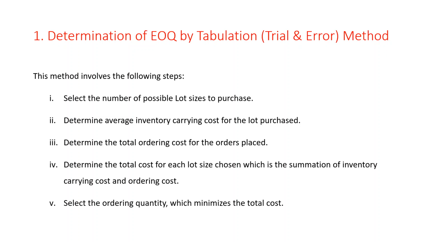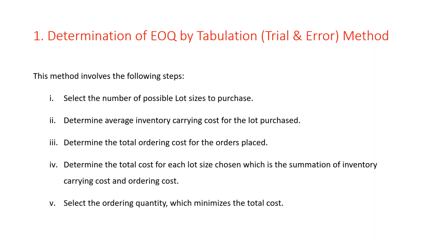The first step is to select the number of possible lot sizes to purchase. The second is to determine the average inventory carrying cost for the lot purchased. The third is to determine the total ordering cost for the orders placed. The fourth is to determine the total cost for each lot size chosen, which is the summation of inventory carrying cost and ordering cost. And the last is to select the ordering quantity which minimizes the total cost.